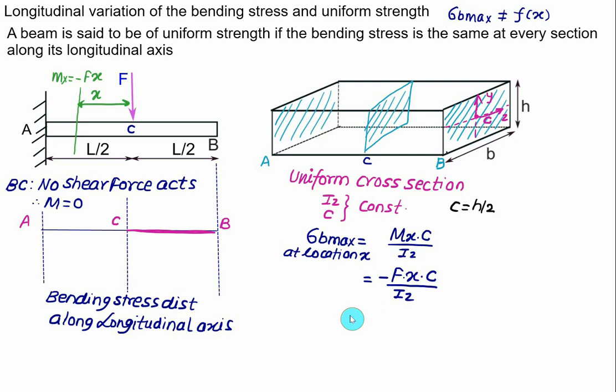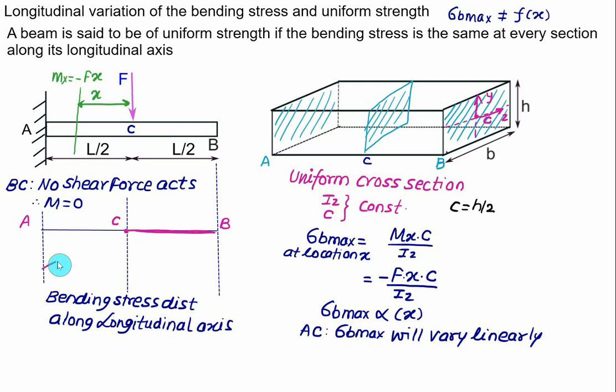So this time we have the bending stress maximum at any location x is purely a function of x. Purely a function of x means for the portion AC, the bending stress sigma b maximum will vary linearly. So if I want to show the bending stress distribution, at C it will be 0 and it will go on increasing, and it's a maximum value at point A. So at this point we have maximum value of bending stress sigma b max, and we can obtain this value by putting the value of x equal to L, and the bending stress we can obtain using this equation by substituting x equal to L.